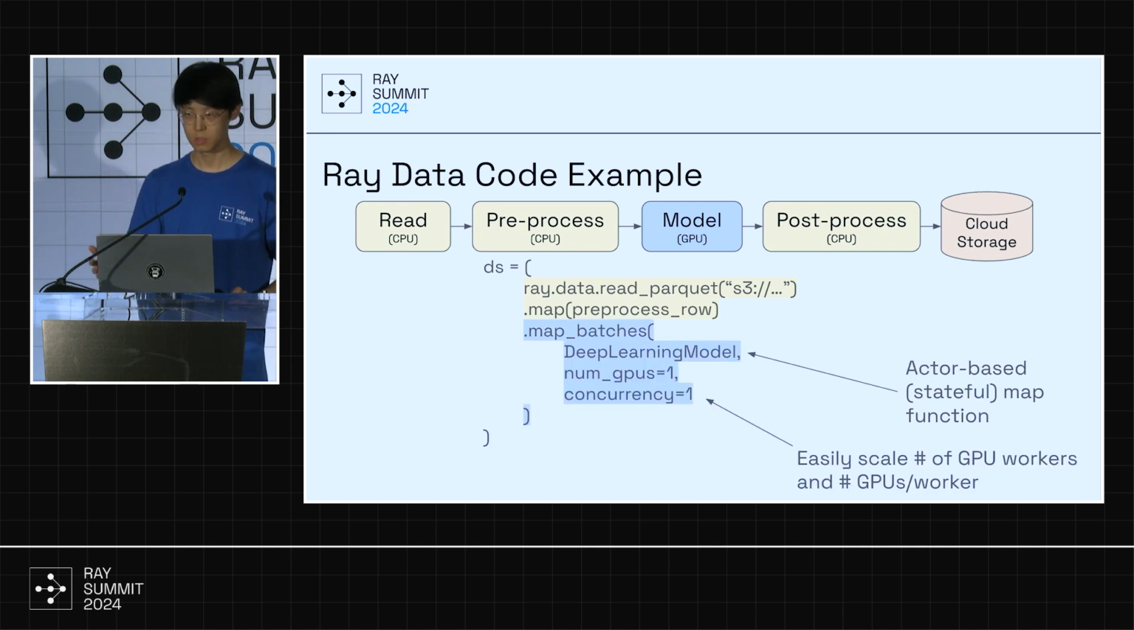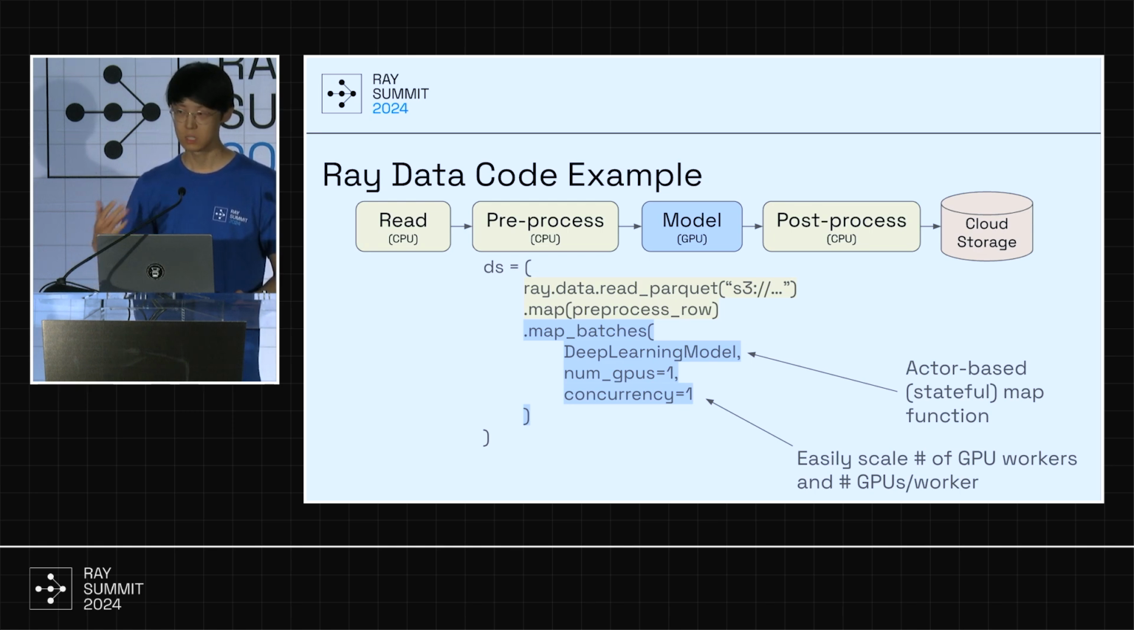The next step is applying the GPU-based model. For this step, we want to use an actor-based or stateful map function. This means that you just need to load the expensive model once on your GPU, and then you can repeatedly call it with whatever batches you're passing to it.